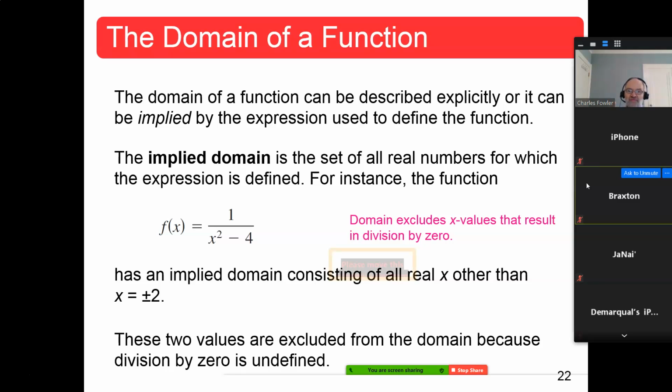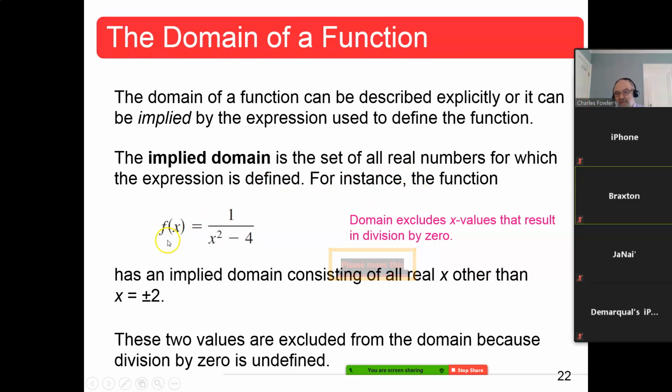However, when we're using functions, the implied domain of a function, you always start with this. We assume all real numbers, unless there's some place where the expression is not defined. So it's all real numbers for which the expression is defined. So we always start thinking all real numbers unless we have to exclude some.